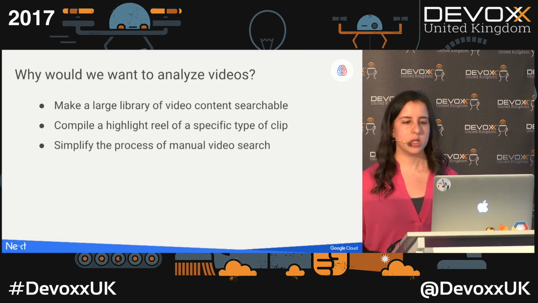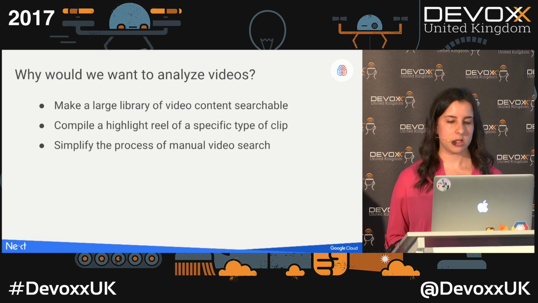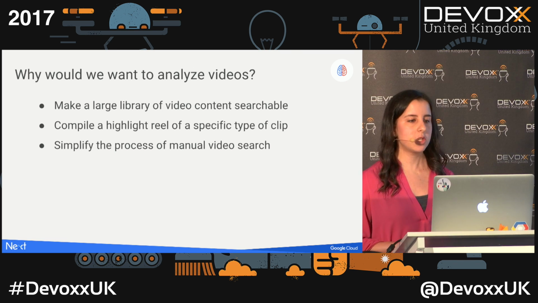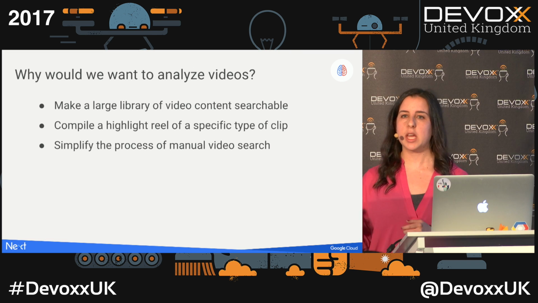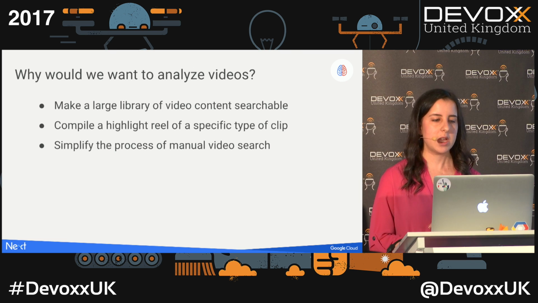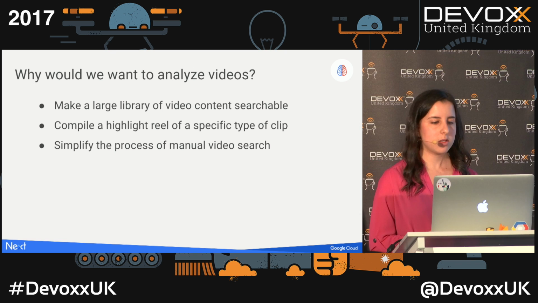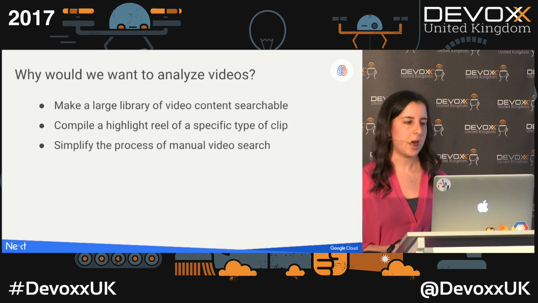And why would you want to do this? Let's say you have a large library of video content and you want to make it searchable. If you were to do this manually, it would take a lot of work of somebody actually going through all of your videos and writing down what was happening in every scene. So rather than doing it manually, it'd be nice if there was an API that could tell you what all of your videos are about, so then you could easily create a search from that.